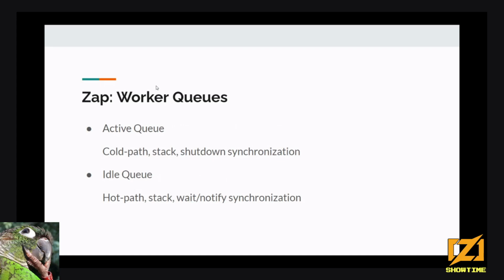There's also the idle queue. It's where workers go when they see that there's no work to perform. They just go in a stack. And then when there is work to perform, it pops from that stack and tries to find the next worker to work on tasks.